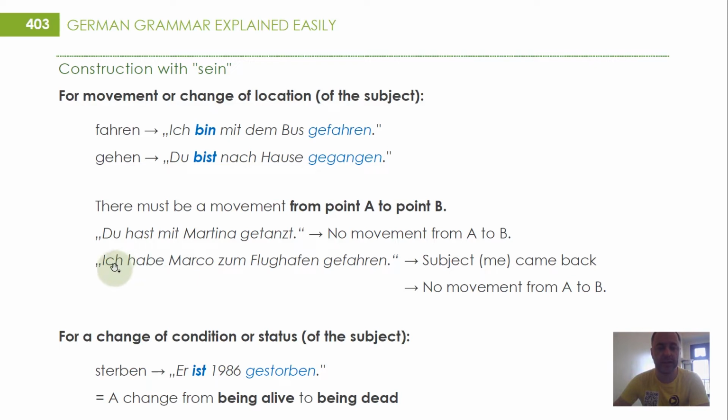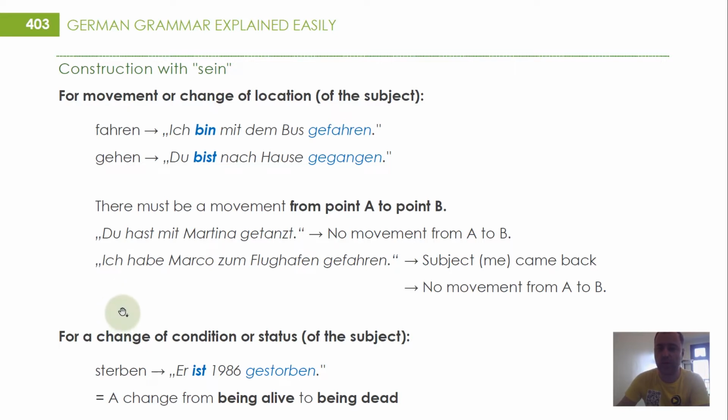And attention, ich habe Marco zum Flughafen gefahren. So I brought Marco to the airport, or I have given Marco a ride to the airport. I have driven Marco to the airport, word by word. I am the subject, it's not Marco. Marco had a movement from A to B, from where he was to the airport, but I only gave him a ride there, which means I will go back to my place afterwards.